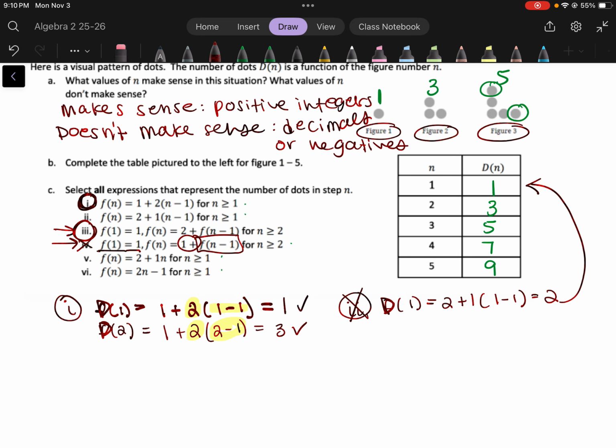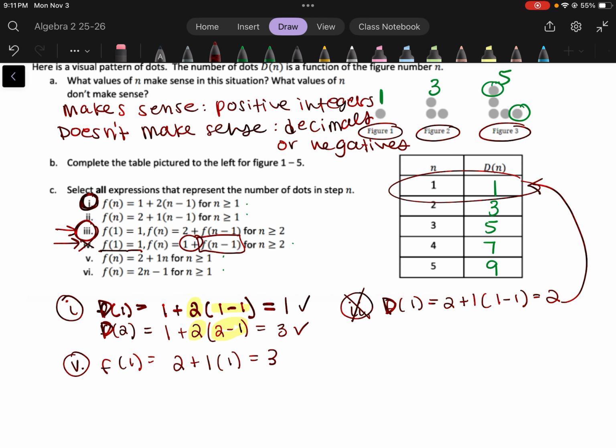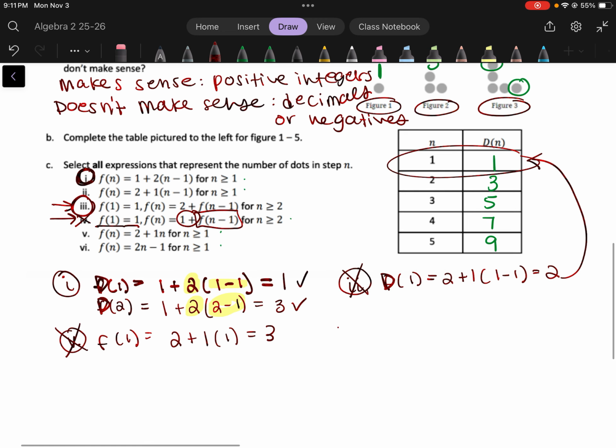All right, now I'm on Roman numeral 5. So I'm going to plug in 1. 2 plus 1 times 1 is 2. 1 times 1 is 1. 1 plus 2 is 3. So is f of 1 3? It is not. So 5 will not be selected, and then we just have one more to check.